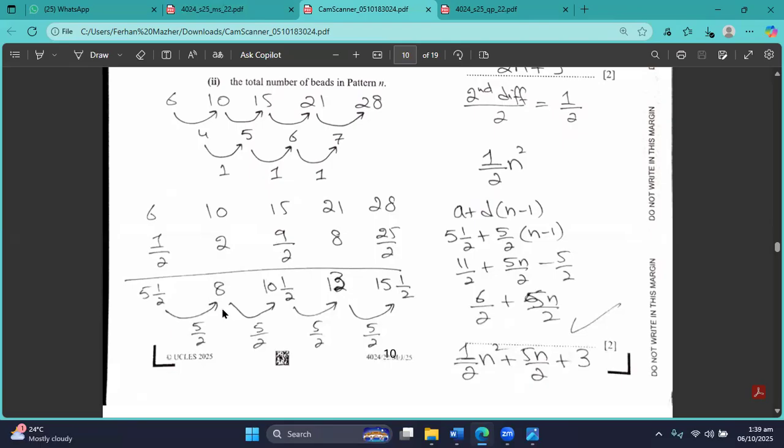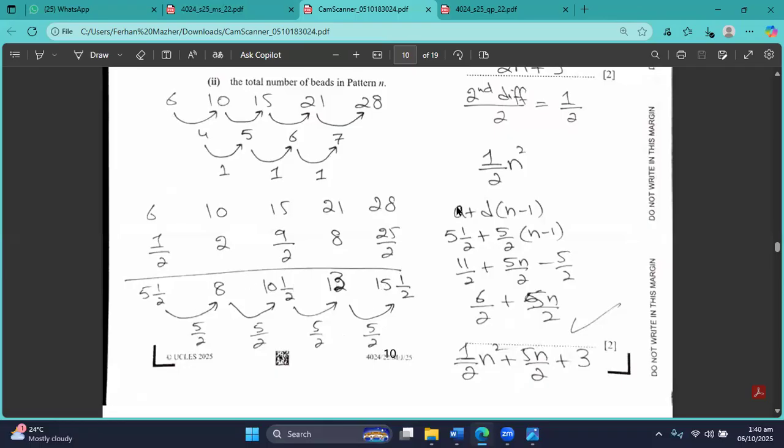First of all, I find the difference between them. The difference here is 5 by 2. The difference between these two terms is 5 by 2. The difference between these two terms is also 5 by 2. So that shows that this is an arithmetic sequence. I will find out its nth term.